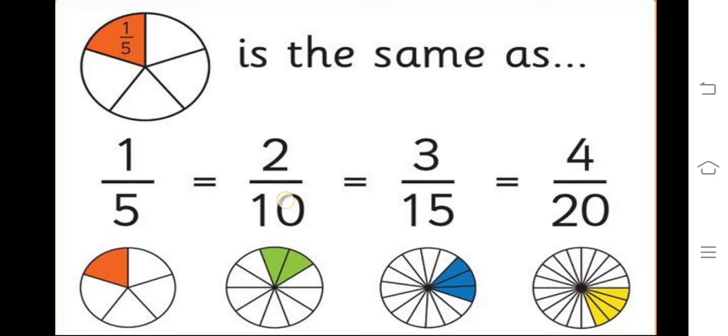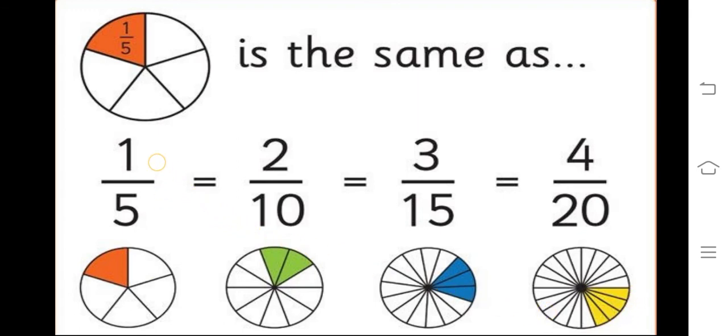Now look at this one more example, 1 by 5. When you take 1 by 5, 1 2 3 4 5, it is divided into 5 parts. Only one part is colored here. For this, 2 parts are colored, but it is divided into 10 parts. Again, this one is divided into 15 parts, and this one is colored into 3 parts. So it is equal. Next, this figure has been divided into 20 parts, and this one is colored into 4 parts.